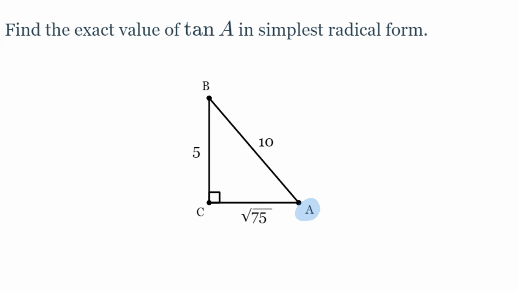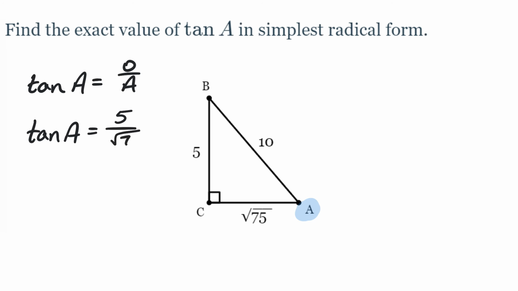So we have from angle A, and we have a tangent. So we're looking for the tangent of angle A. Well, tangent is opposite over adjacent. So our tangent is going to be the opposite side from angle A, which is 5, over the adjacent side, which is square root 75.